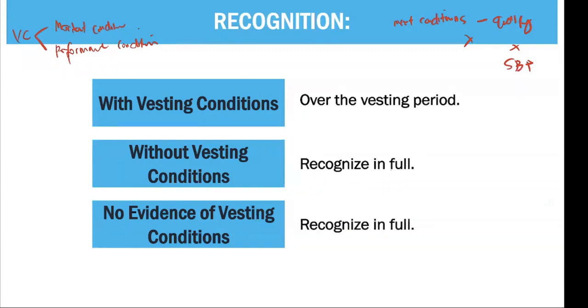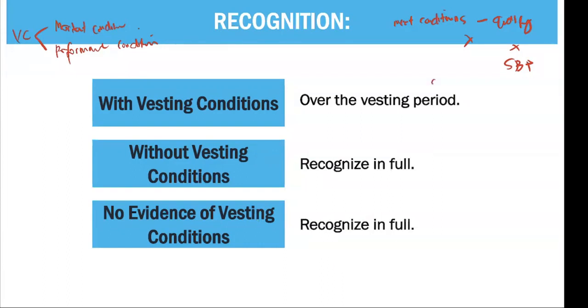Next, if without vesting condition or no evidence of vesting condition, we recognize them in full. So in short, it is like a pure share-based payment. It does not have any condition at all. Since there is no condition at all, you recognize in full the amount of share-based payment. If there is a condition, you recognize it over the vesting period.